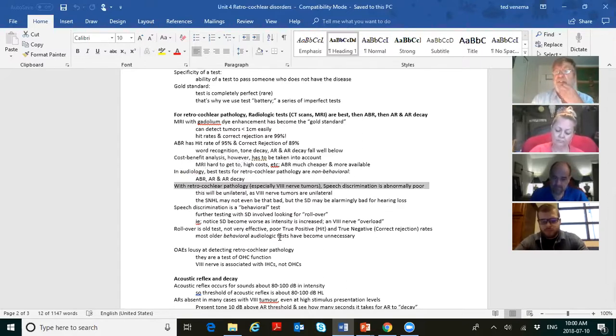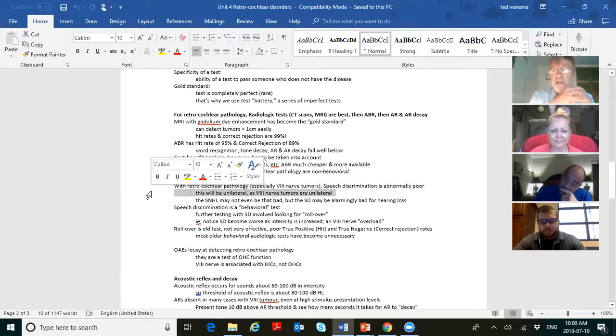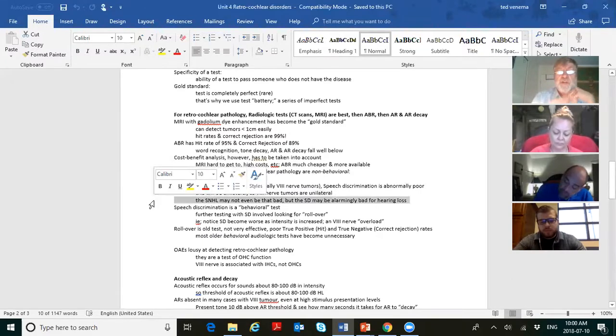Okay, it's not very sensitive, not very specific, but better than a poke in the eye with a sharp stick. Again, the results will be unilateral, as eighth nerve tumors are one-sided. The sensory neural hearing loss may not even be that bad, but the speech discrimination may be alarmingly bad for the hearing loss that you're seeing. So for that 30 decibel hearing loss I showed you, the speech discrimination, which should be around 80 or 90%, is maybe around 60 or 40%. Okay, that's a sign of eighth nerve pathology.